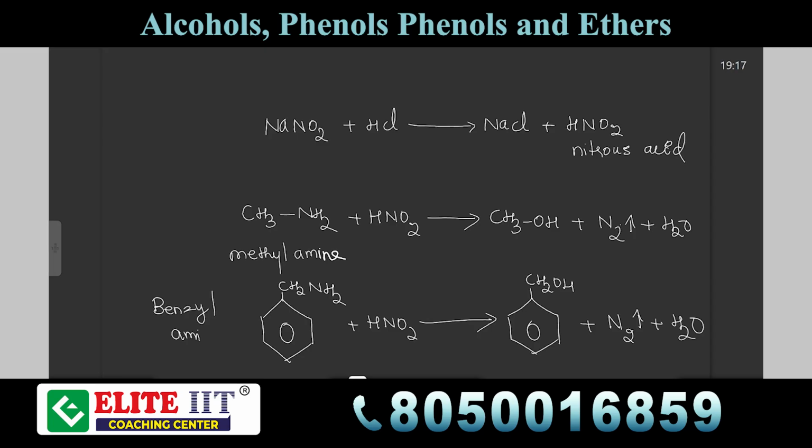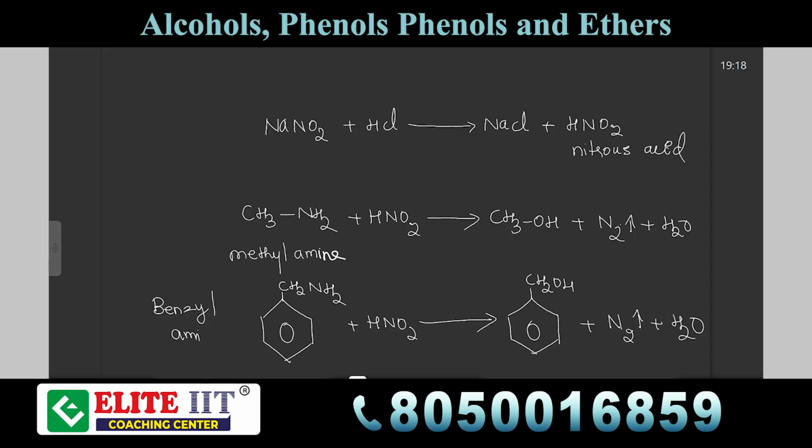Markovnikov's rule is not followed in option D, which we call a hydroboration reaction. Next one: a compound C3H6 on hydrolysis with dilute acid gives a product X. The same compound on hydroboration oxidation gives product Y. Find X and Y. Take your classwork and write it.